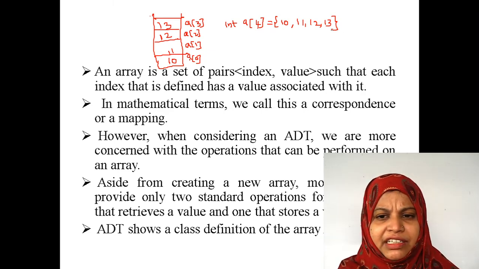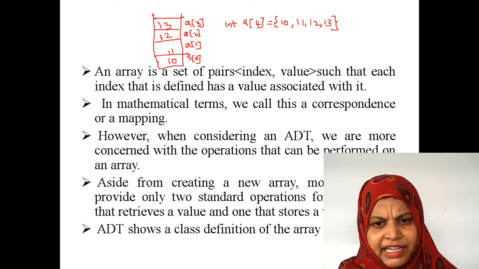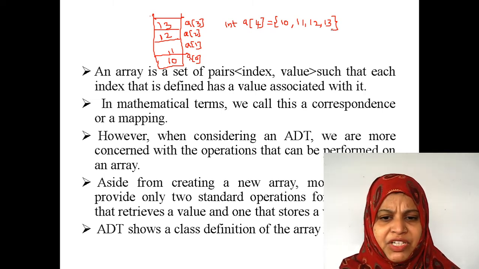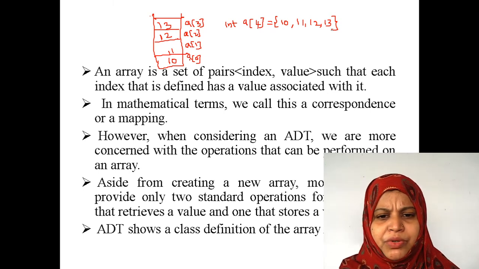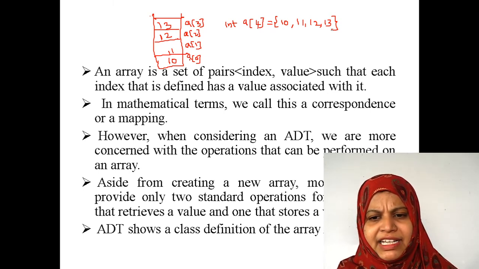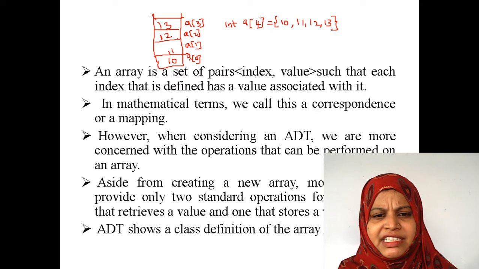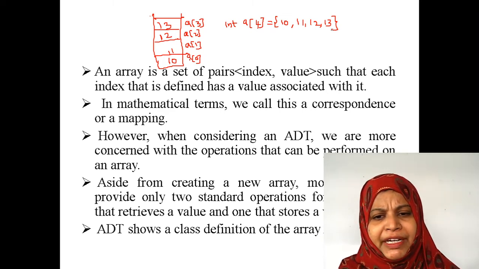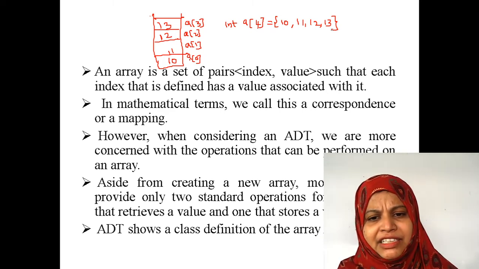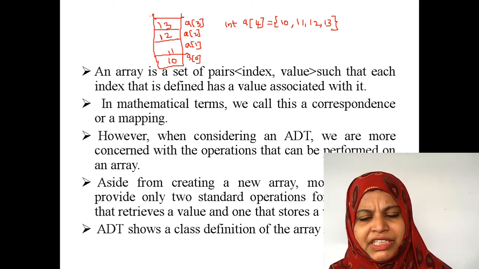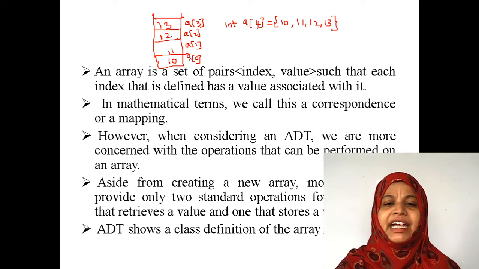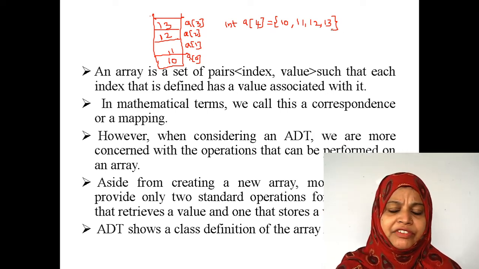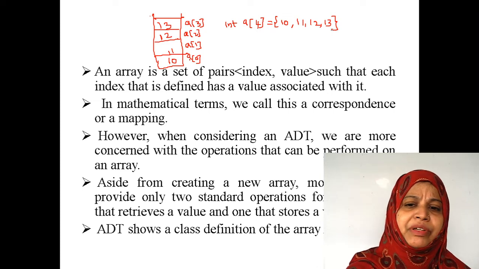If it is a general array, then whenever we declare an array A as an abstract data type, by using a set of pairs, index comma value, such that each index has a value associated with it, we can assign the values depending upon the index. We can add the information, we can delete the information, and we can retrieve the information from the array.